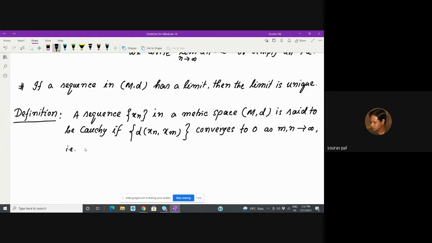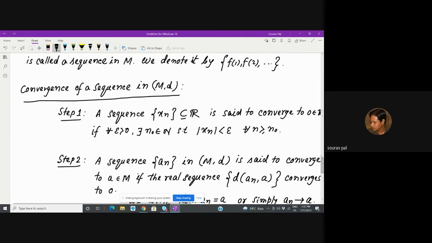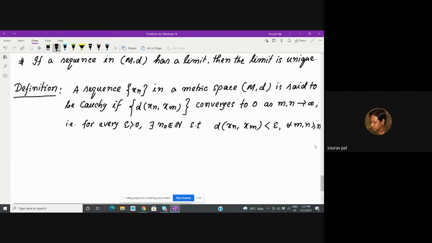How? That is, for every epsilon positive, you can find a natural number N such that d(x_n, x_m) is less than epsilon for all m, n greater than or equal to N. So this is the definition of a Cauchy sequence in a metric space.